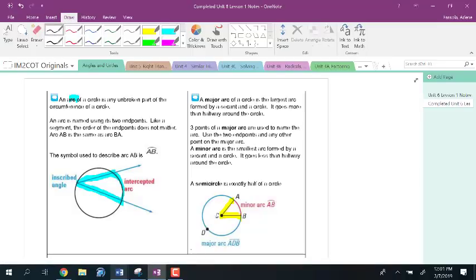And how we would talk about, if this was A and this was B, we would denote arc AB as letters AB. This would be segment AB, a straight piece, versus arc AB, which is a curved piece.